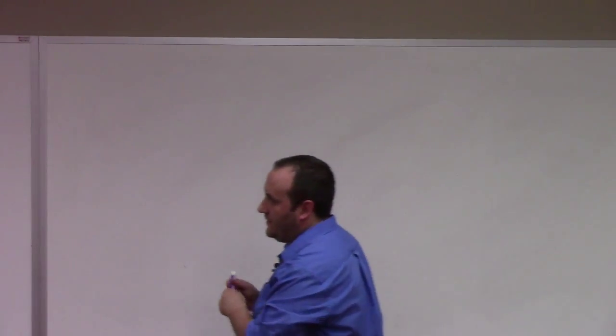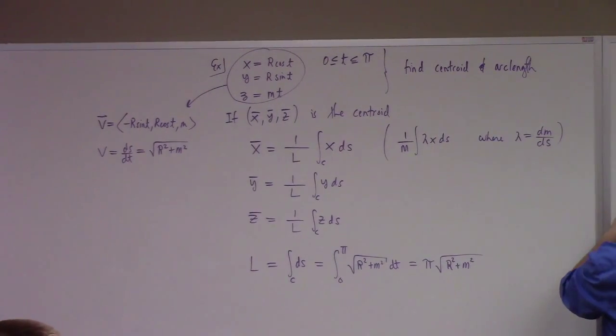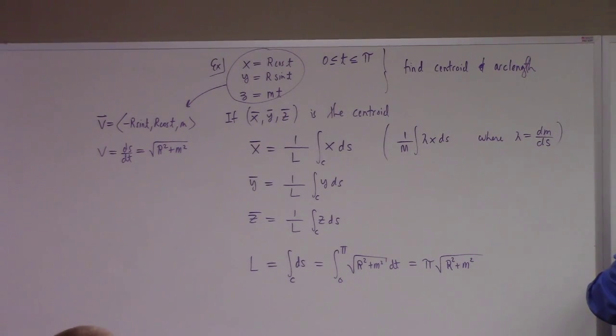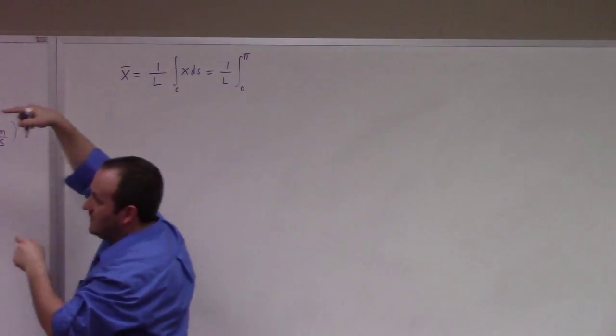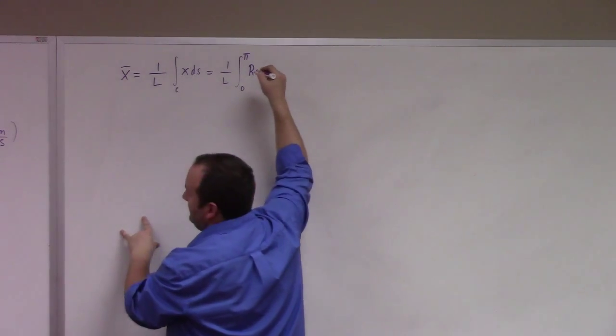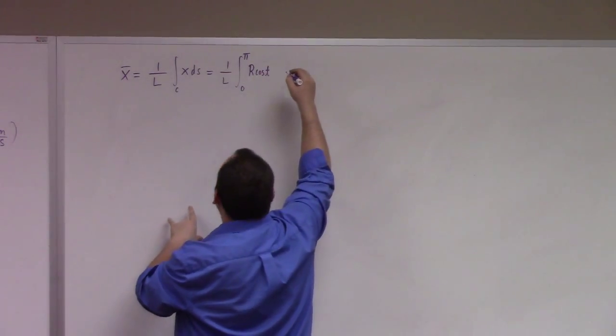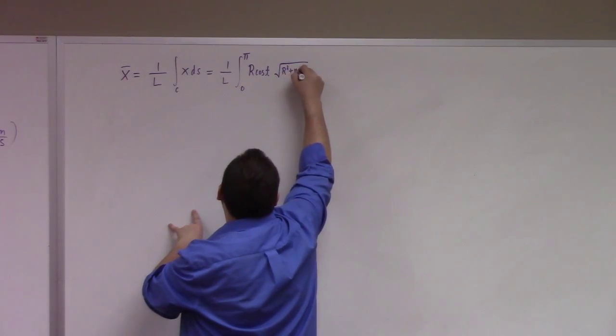So let's see here. To calculate the x-coordinate, I would have 1 over L, and we know what L is. I'm not going to write it again. And we have to integrate over the curve of x ds. But what's that look like here? Integral from 0 to pi, right? Now what's x? R cosine t, right? Now ds here is fairly simple because it's just a constant. It's the square root of r squared plus m squared dt.